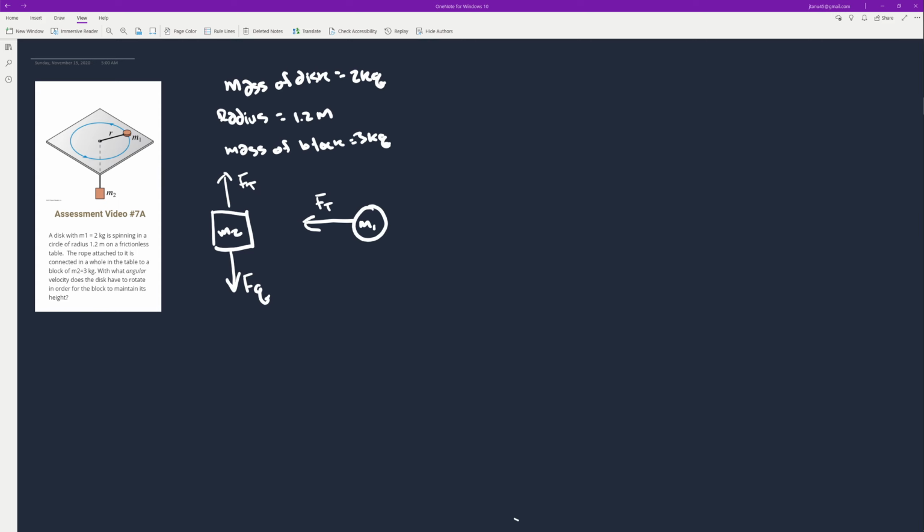So we can go ahead and write an equation for this by saying tension is equal to the mass times velocity squared over the radius. And so this right side right here is just our centripetal force equation. And so for the block, since the tension has to be the same magnitude as the force of gravity, we can go ahead and just replace the left side. We have m2 g is equal to m1 v squared over r.